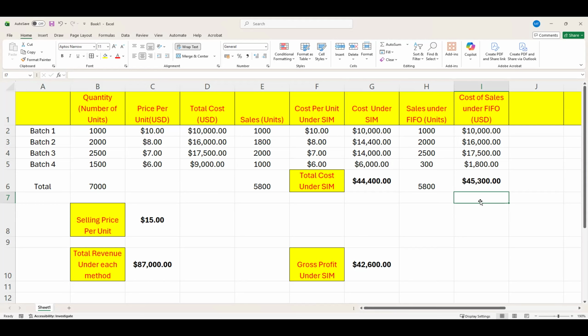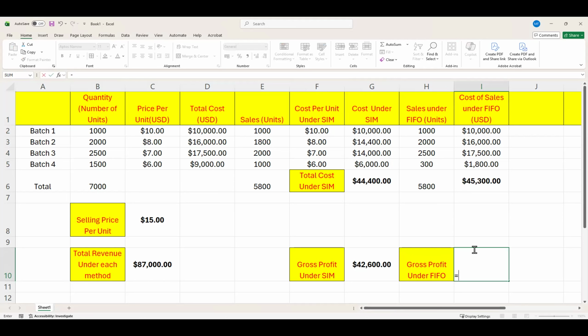Very good. Prices are decreasing. So since prices are decreasing, FIFO is taking the cost from which prices? The first prices, right? FIFO is giving more importance to this price in terms of cost, correct? Very good. Now, what will be the gross profit under FIFO? Which two cells do I need to subtract? Quickly tell me.